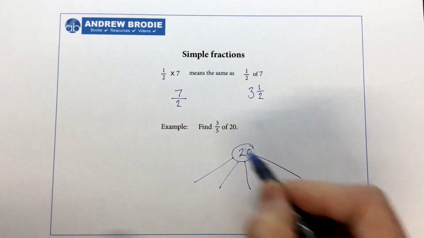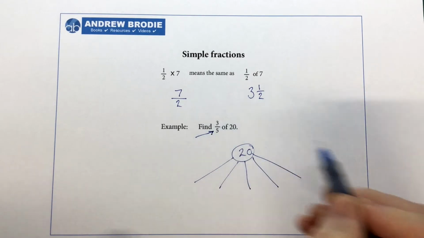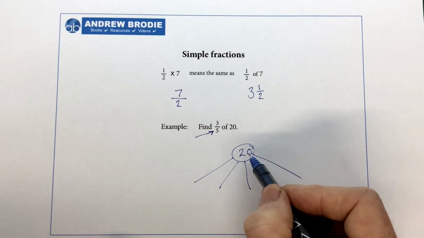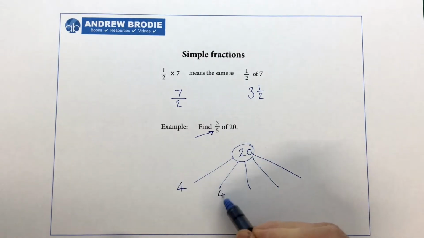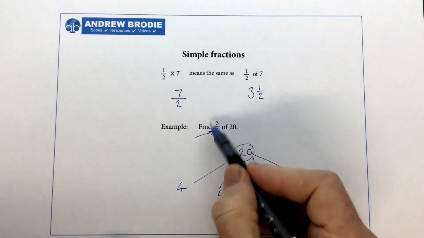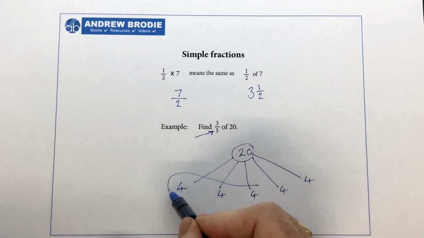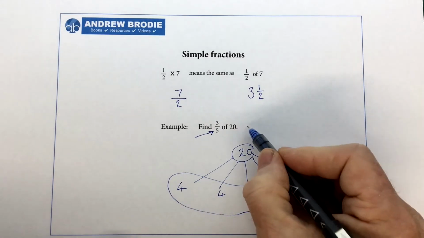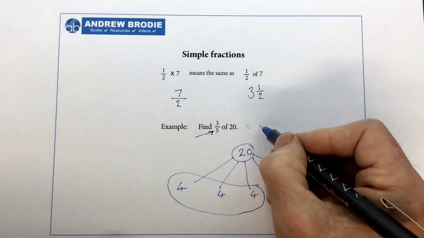It tells us to split it into 5. The number at the bottom, the denominator, says we've got to split it into 5. So 20 divided by 5 is 4. 5 fours are 20. But we want 3 of them. So we draw a sausage around those 3. We want 3 of them. 3/5 of 20 is 3 fours, which is 12.